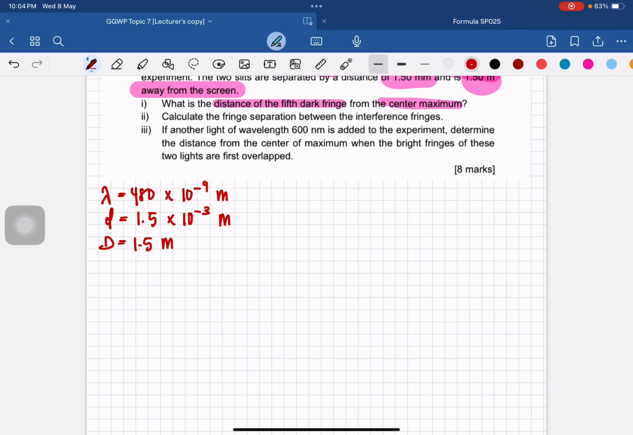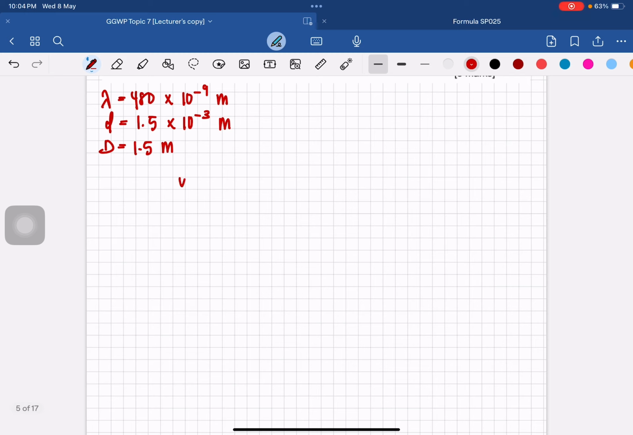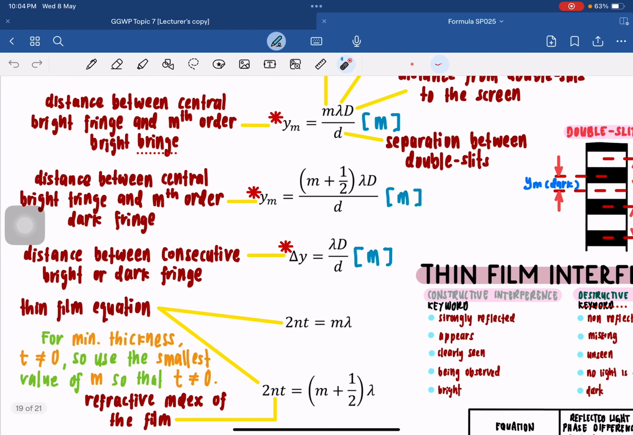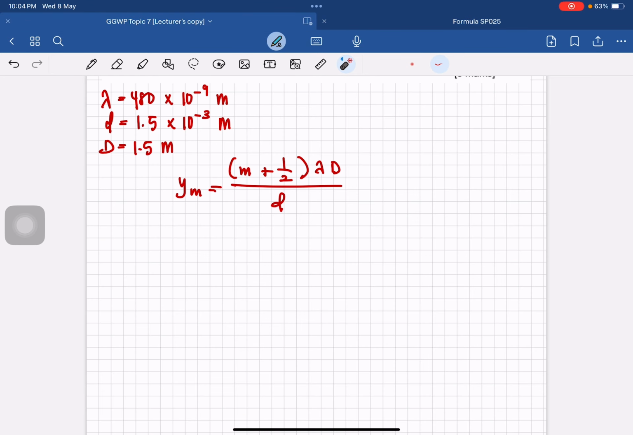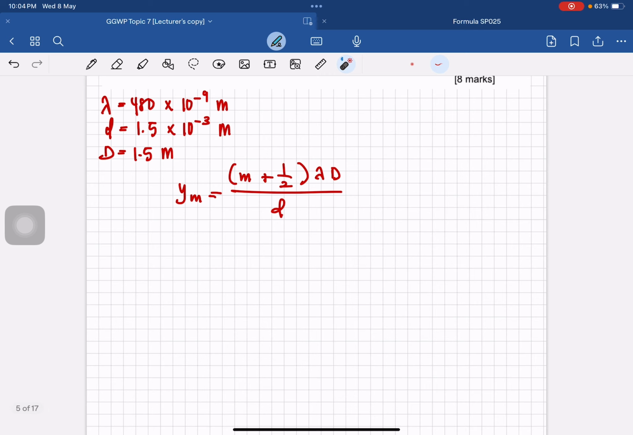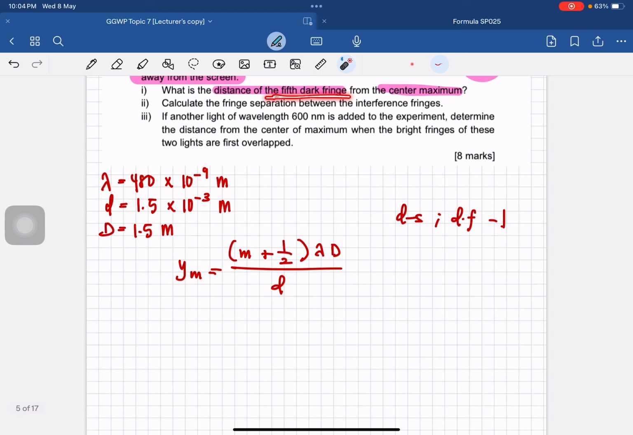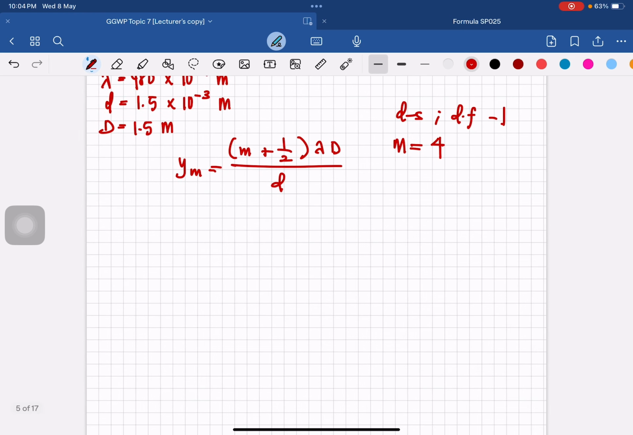Okay, so sekarang ni this one is asking on dark fringe, so that should be Y_m equals m plus half lambda D over lowercase d. So ini yang dark fringe is this one. Okay, dark fringe, so it's this one. So sekarang ni kita just substitute the values, but you have to remember untuk double slit experiment for dark fringe you have to minus 1. Okay, sebab dimension sini dia adalah the fifth dark fringe, so the order number should equal to 4. Okay, kita tolak satu lah, fifth ni, so minus 1, so kita tahu order number dia mesti 4.